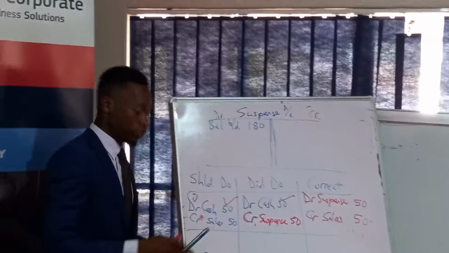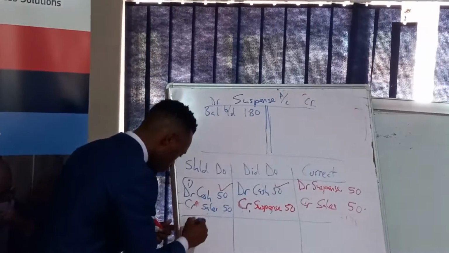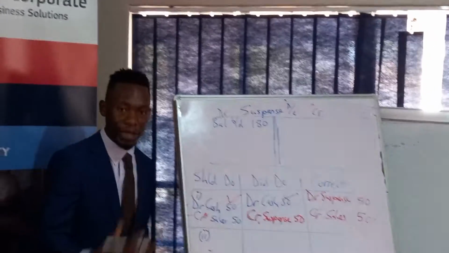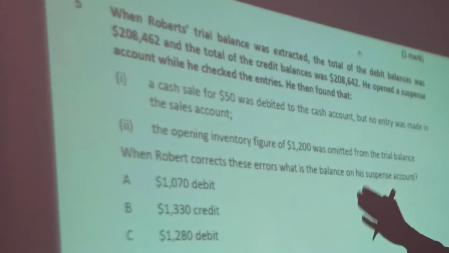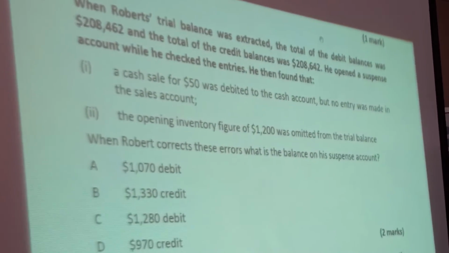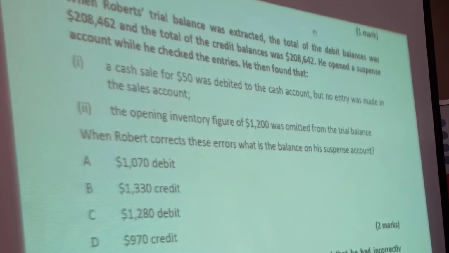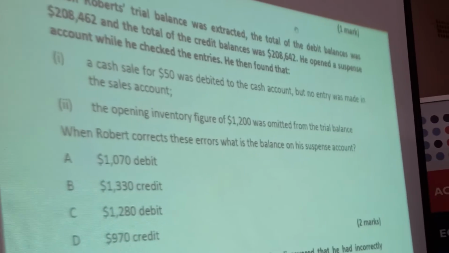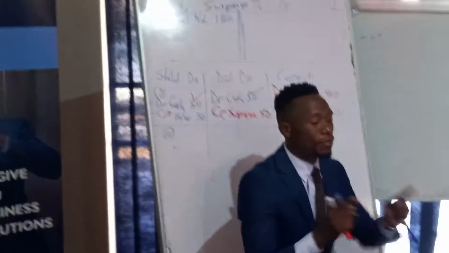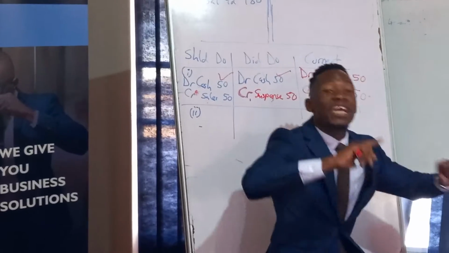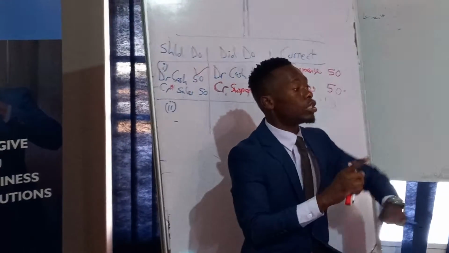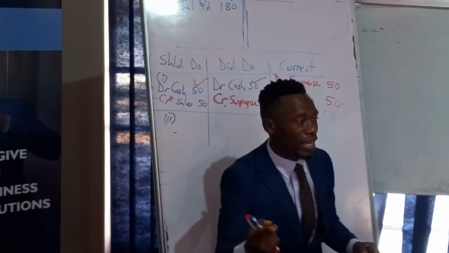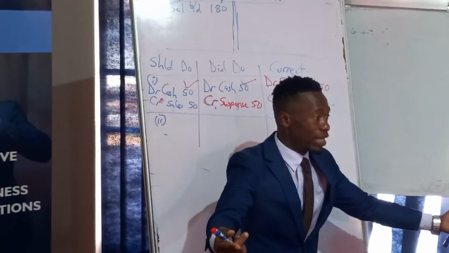Now we are left with note number 2. Step by step, baby steps, you surely get there. Right, number 2, the opening inventory of 1.2 was omitted from where? Did they say from the books? Guys, I want you to understand this. If they say it was omitted from the books, it means it was not recorded at all. It means it was not recorded on the debit side and on the credit side. But the trial balance will still agree.